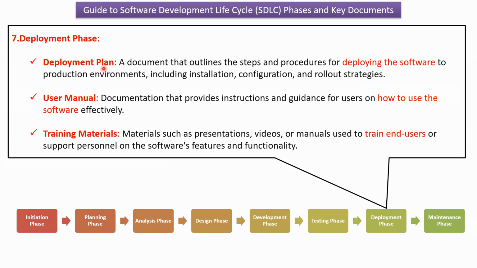The first one is the deployment plan document. This document outlines steps and procedures for deploying the software to the production environment, including installation, configuration, and rollout strategies. The second one is the user manual document. This document provides instructions and guidelines for the users on how to use the software effectively.